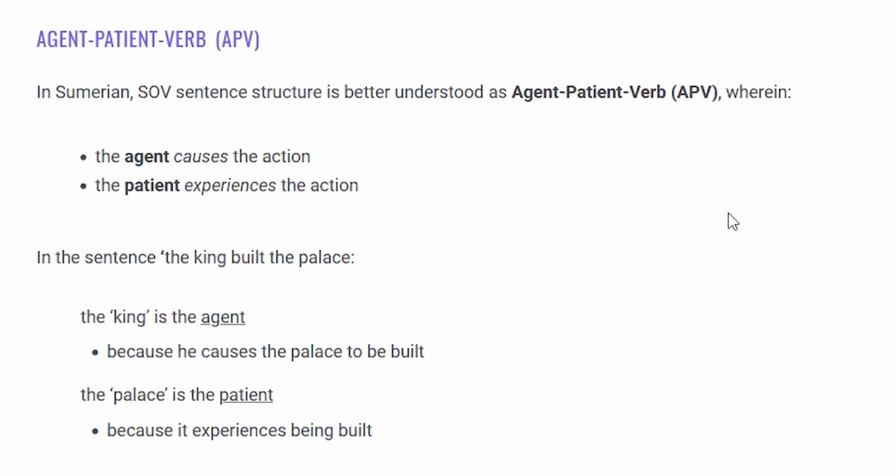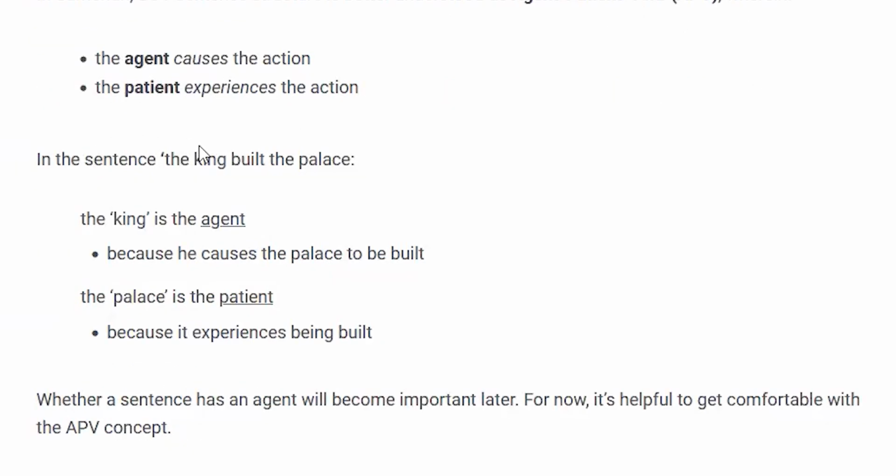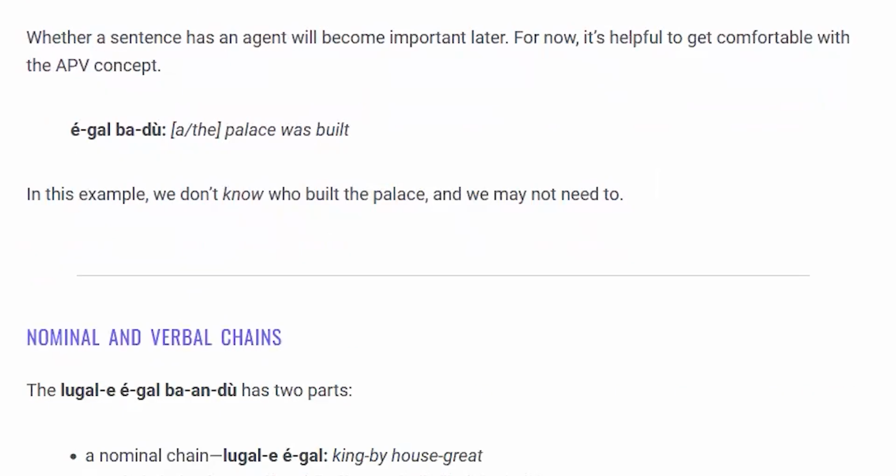In Sumerian, subject, object, verb sentence structure is better understood as agent, patient, verb, or APV, wherein the agent causes the action. I built the house. I'm the agent. The house is the patient. It experiences the action. In the sentence, the king built the palace, the king is the agent because he caused the palace to be built. And the palace is the patient because it experiences the being built. Whether a sentence has an agent will be important later. For now, it's helpful to get comfortable with the APV concept.